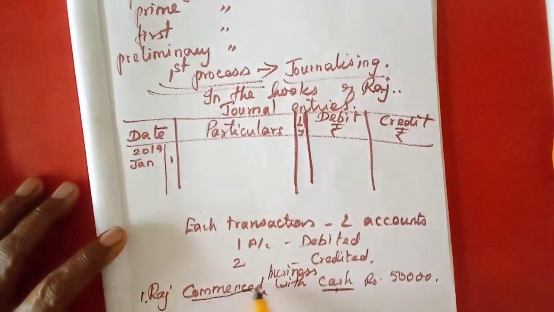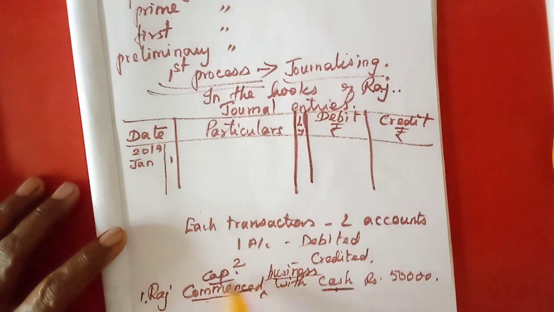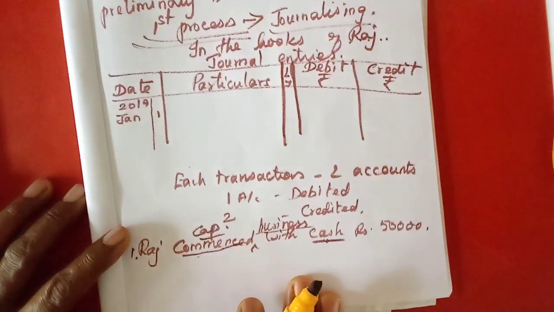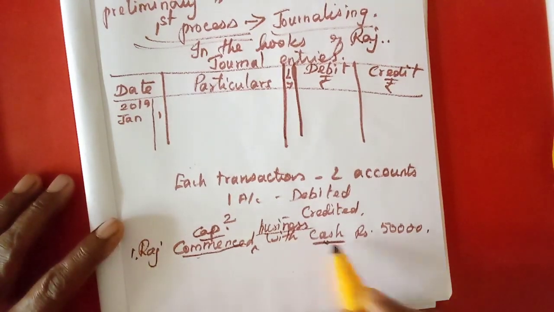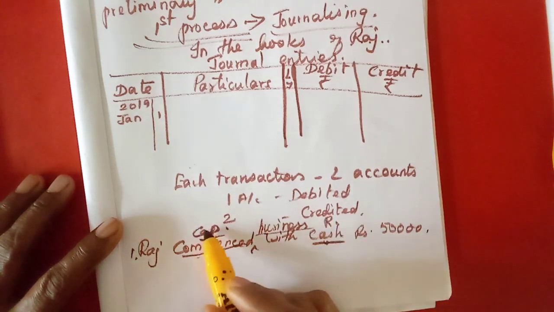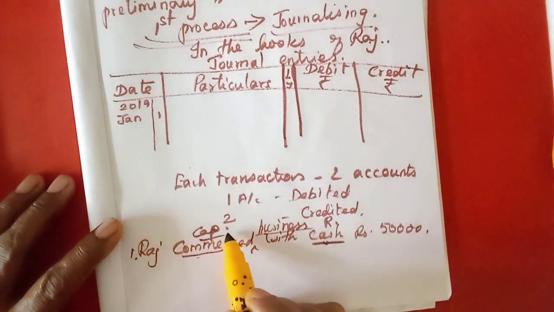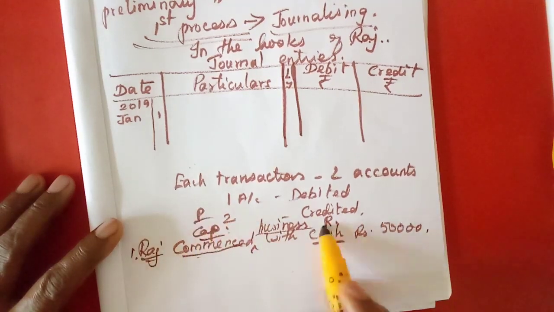Commenced business means that is related to capital. Here how many accounts are affected? Two accounts. Then we should classify which account it is. Cash account, we know it is an asset, so it is a real account. Then capital is related to the person, Raj, so it is a personal account.